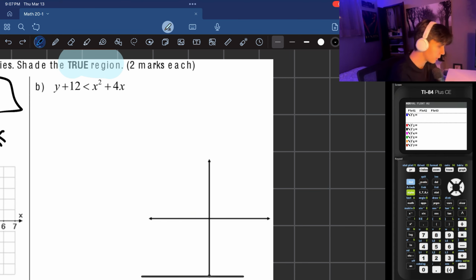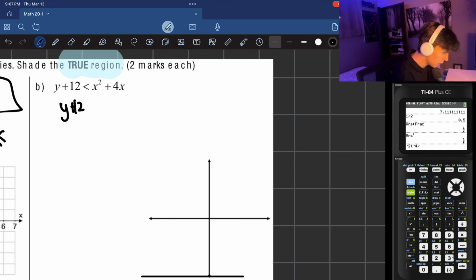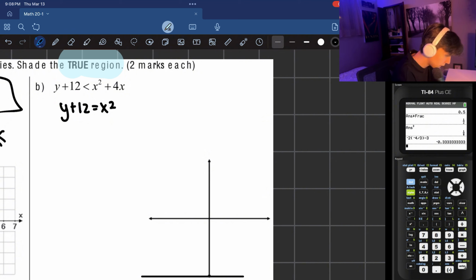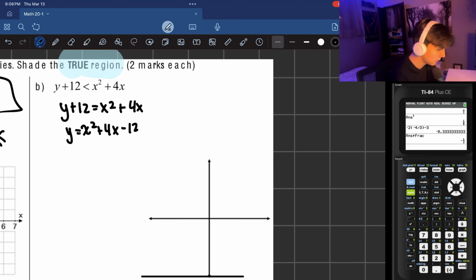So here we have a quadratic, so it's going to be a little bit more tedious to graph. But let's just ignore the sign to solve and graph our line. So we have y plus 12, and we're going to set that equal to x squared plus 4x. Now I'm just going to subtract 12 from both sides. You get x squared plus 4x minus 12. And now this is in its graphable form.